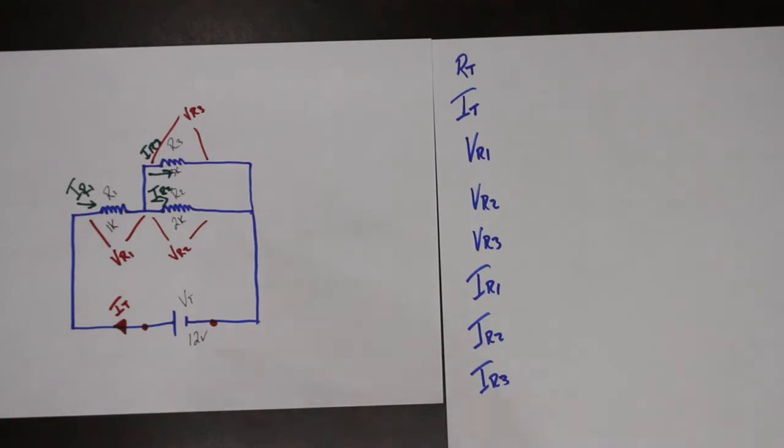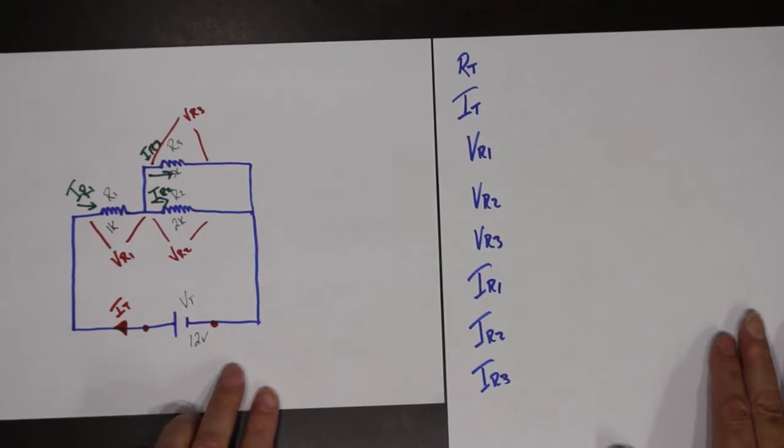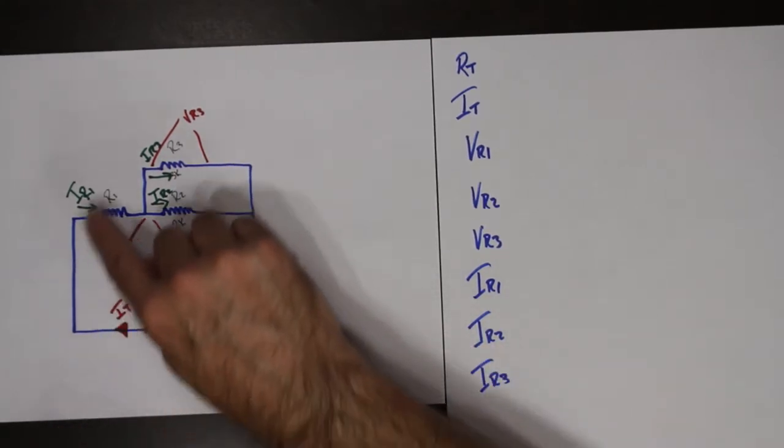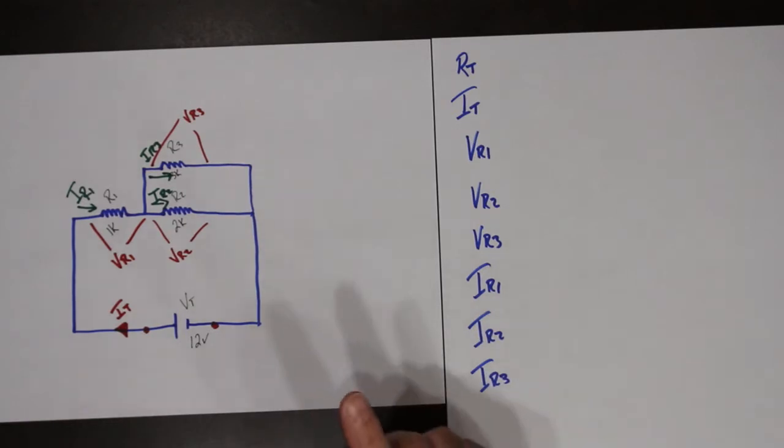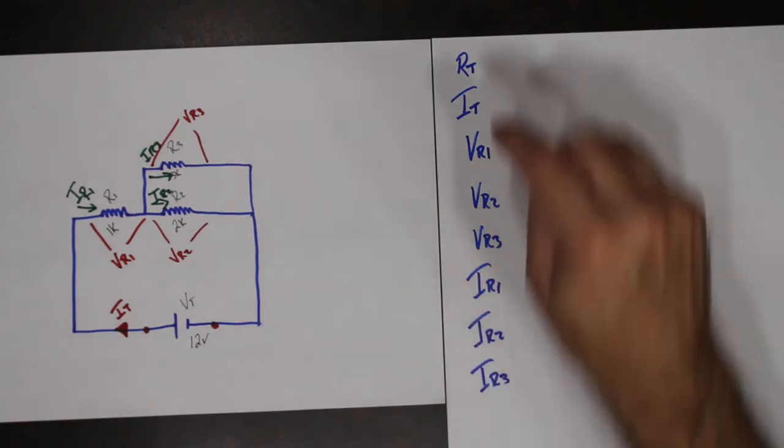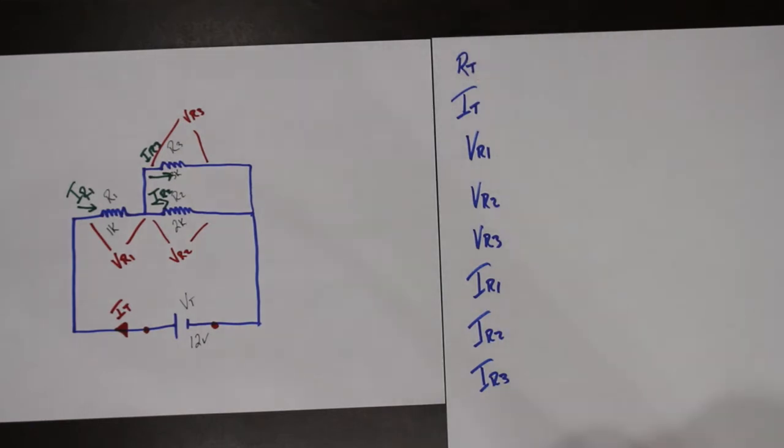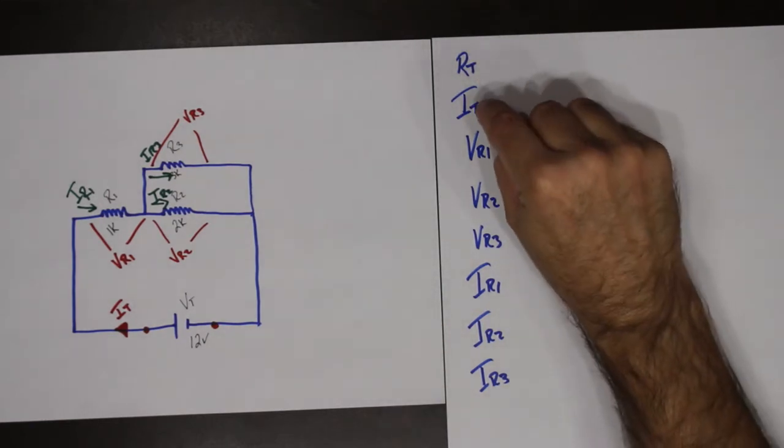So the idea is, in this circuit, there are some parts that are going to be in parallel. Those parallel parts must share the same voltage. Then there's going to be other parts that are in series. Those series parts must share the same current. So how do we solve for something like this? Well, first of all, we need to find R total so that we can find I total.